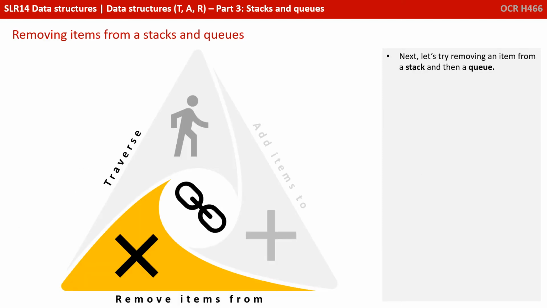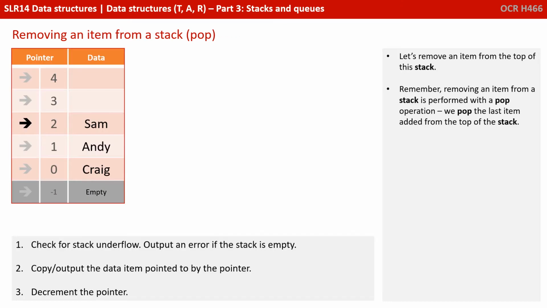Okay, so let's now try removing an item from a stack and then a queue. So let's remove an item from the top of this stack. Remember, removing items from a stack is performed with a pop operation. We pop the last item added from the top of the stack.